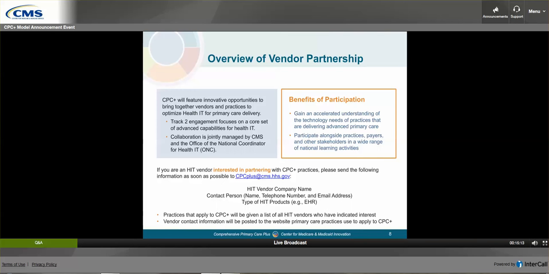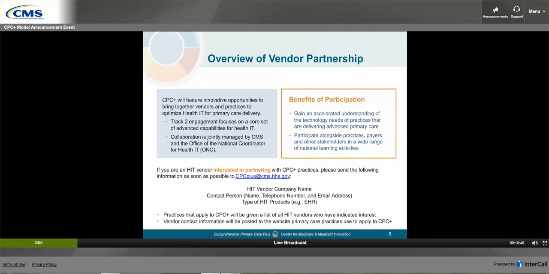So I want to go into a few more details about the vendor engagement in CPC Plus. As a vendor partner, vendors will work with their Track 2 practices on a core set of advanced capabilities for health IT. CMS has and will continue to collaborate with the Office of the National Coordinator on this really critical aspect of CPC Plus. We certainly anticipate, with the help of CMS to facilitate the relationship, that the vendors will work closely with the practices who are themselves working to deliver advanced primary care and are using the vendor's technology.